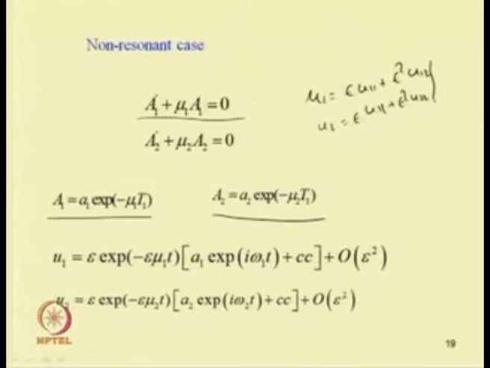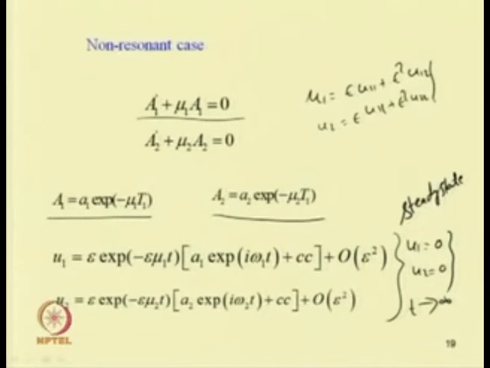Similarly, this u 2 equal to epsilon e to the power minus epsilon mu 2 t into a 2 e to the power I omega 2 t plus its complex conjugate. So, one can see that as t tends to infinity, this u 1 equal to 0 and u 2 equal to 0, that is the steady state condition. So, in case of the non-resonant case, the steady state response u 1 and u 2 becomes 0 as t tends to infinity.